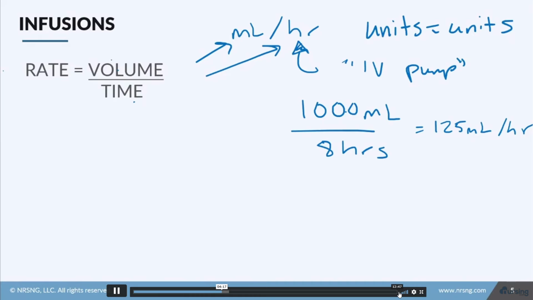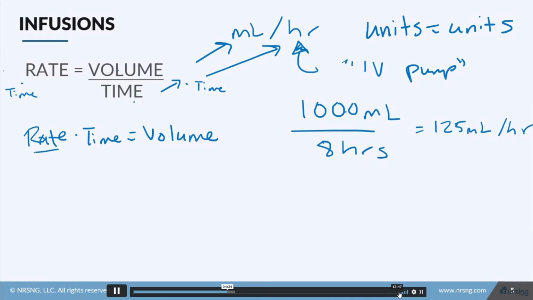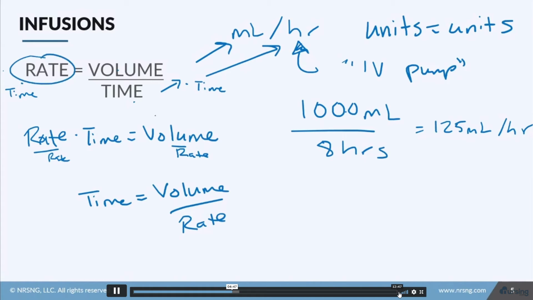We could also rearrange this formula to solve for anything. So it's basic algebra. If we multiply by time on both sides, what we see is that rate times time equals volume. Then if we wanted to solve for time, we could just divide by rate, and we would have time equals volume over rate. So you can see here that you can solve for rate, you can solve for volume, and you can solve for time all in one formula. So remember the magic formula, rate equals volume over time.